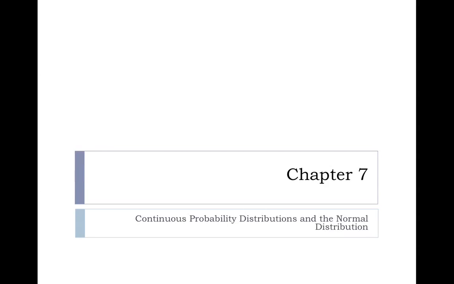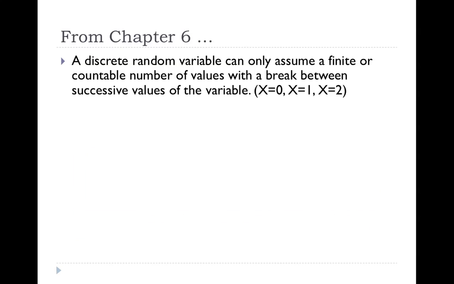Continuous probability distributions, and the normal distribution. In Chapter 6, we learned that a discrete random variable can only assume a finite or countable number of values with a break between successive values of the variable.